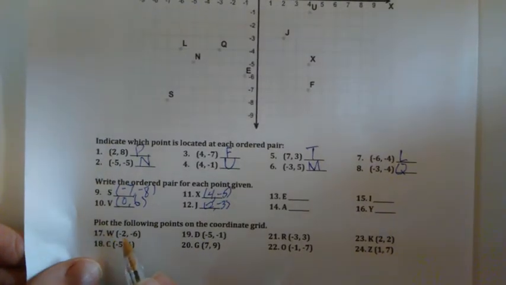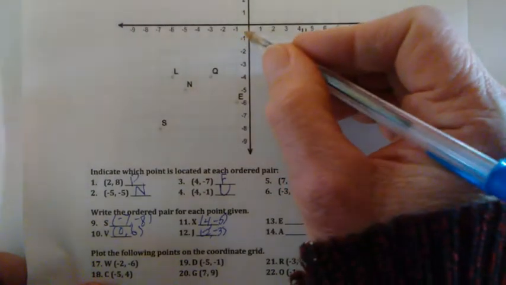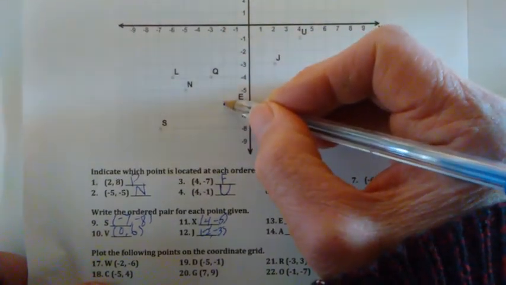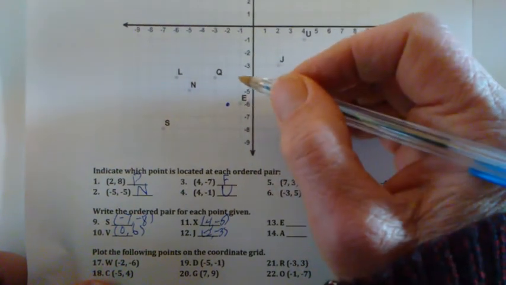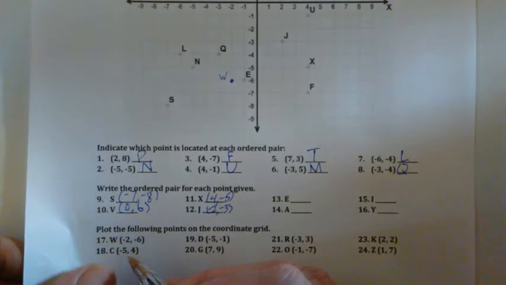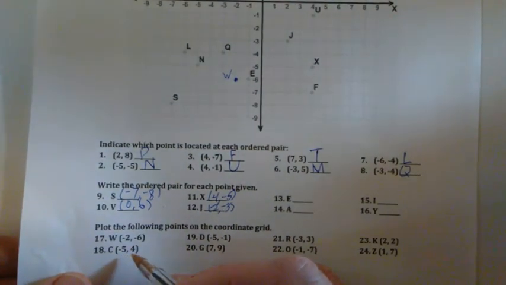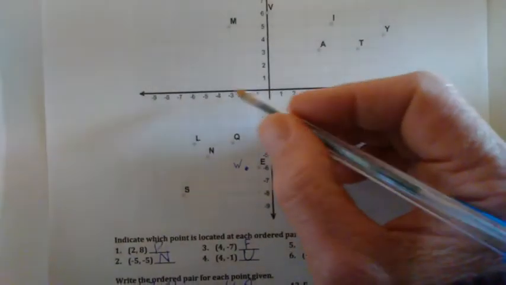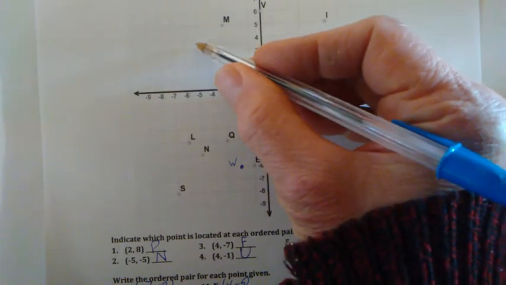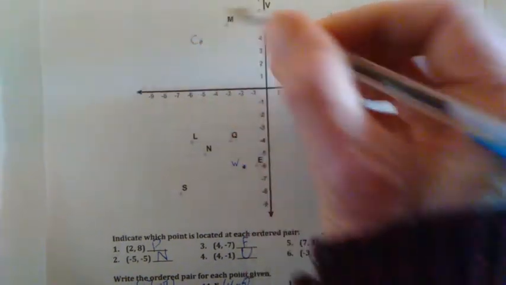So they want W at negative 2, comma negative 6. Negative 2, negative 6 would be right there, right next to the E. And that was W. C, or is it a G? C, I guess. Negative 5, comma 4. Negative 5, but for 4 you go up. And that would be C.